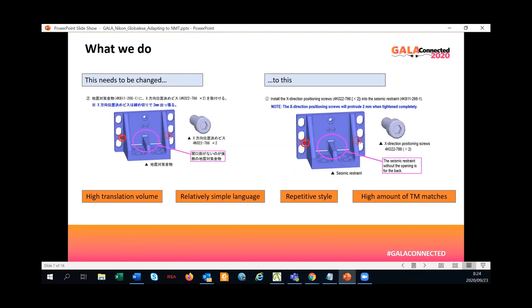The simple language is language use, like you get these clichés that you use in technical communication, like install the XOR. Yeah, thank you very much.